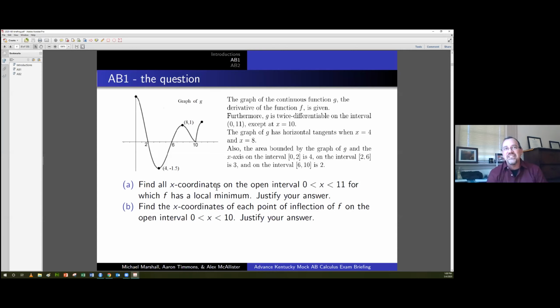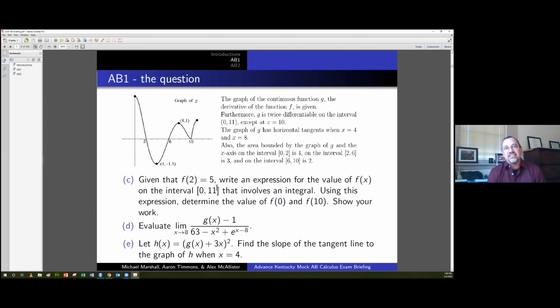Find x-coordinates where we've got a local minimum and justify your answer. Find x-coordinates where there's a point of inflection, and we've actually shrunk the interval a little bit there in how we set up this question. We'll see how we work with that. And again, justify your answer.